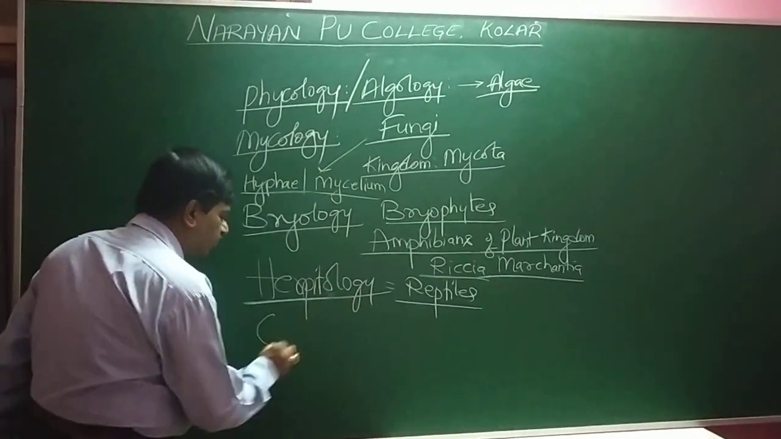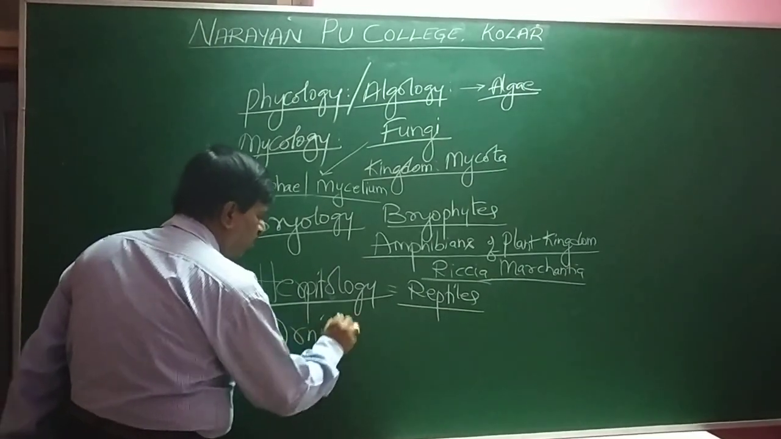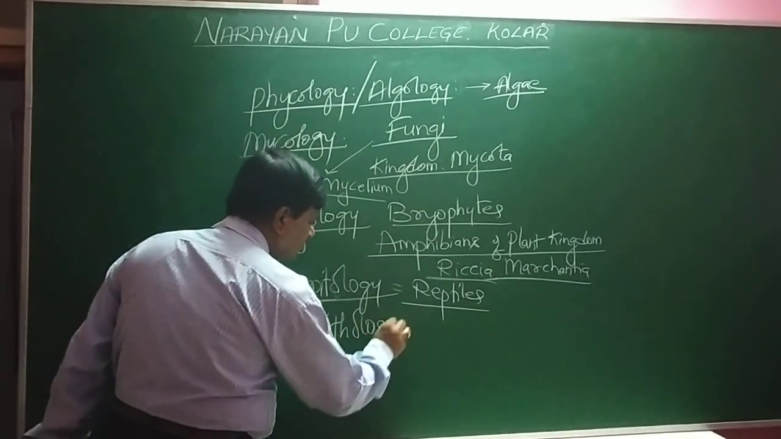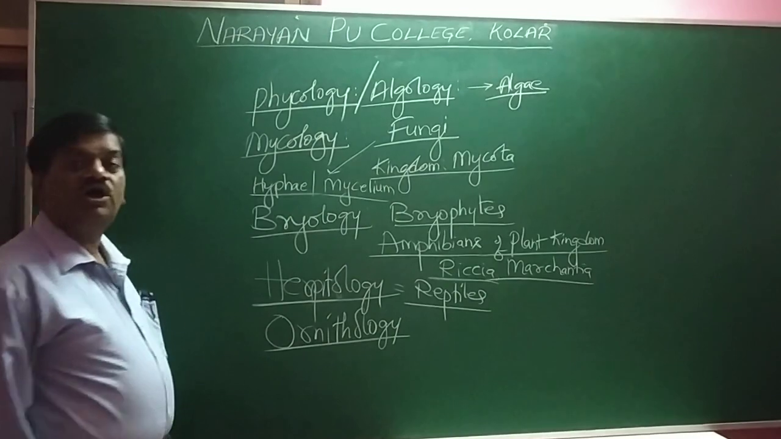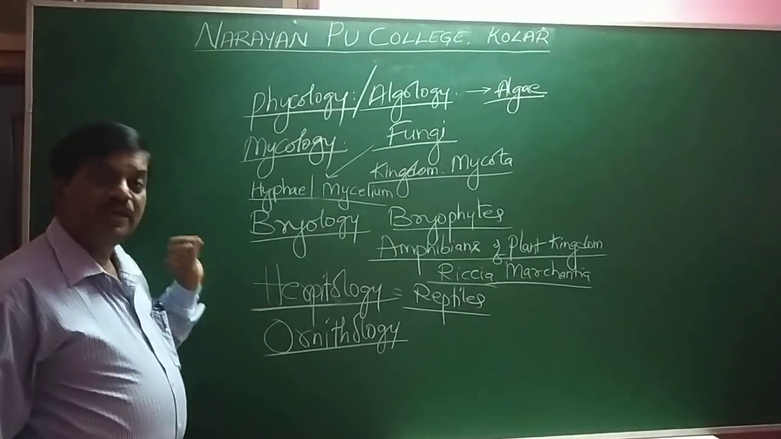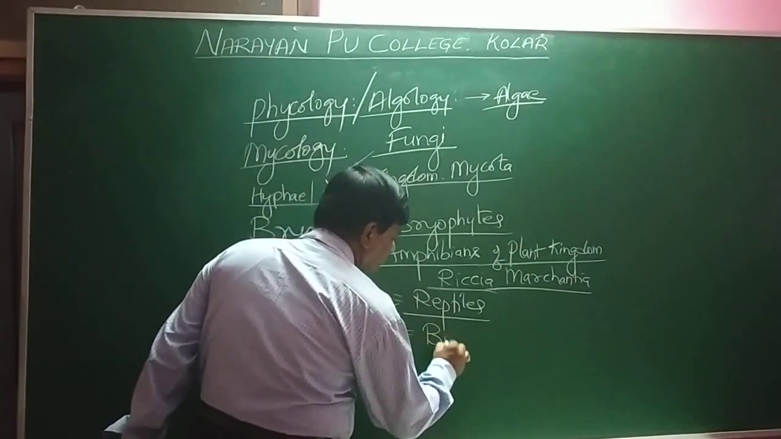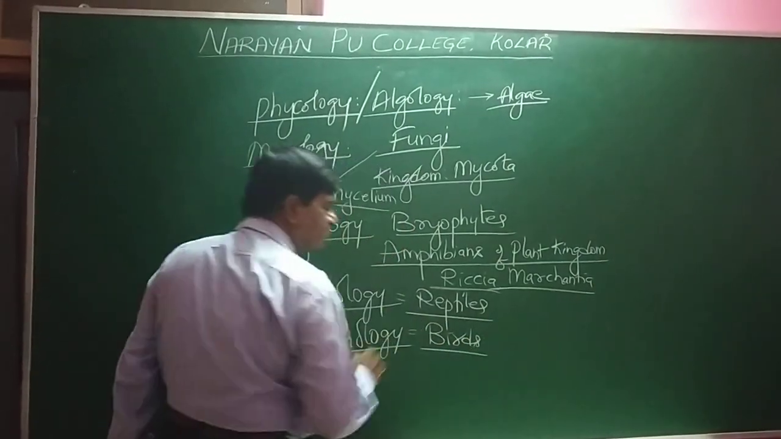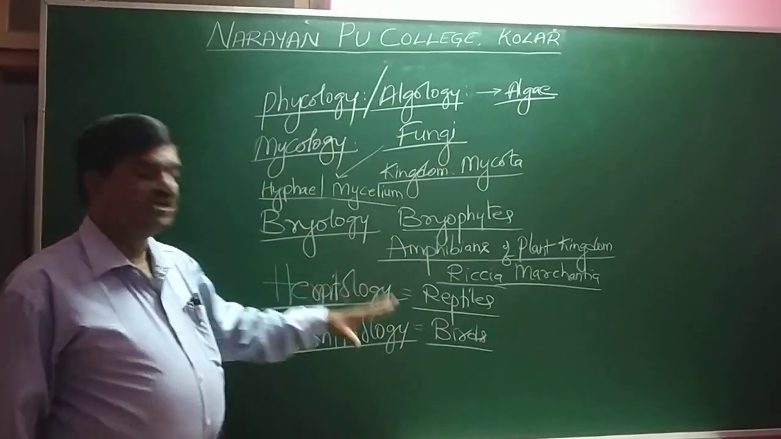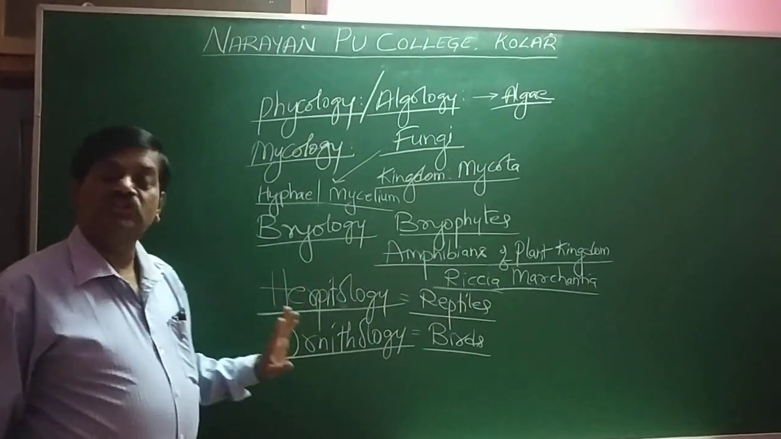Next, we go for one more branch called Ornithology. So Ornithology is a branch of science which deals with the study of birds. So it is called Ornithology.